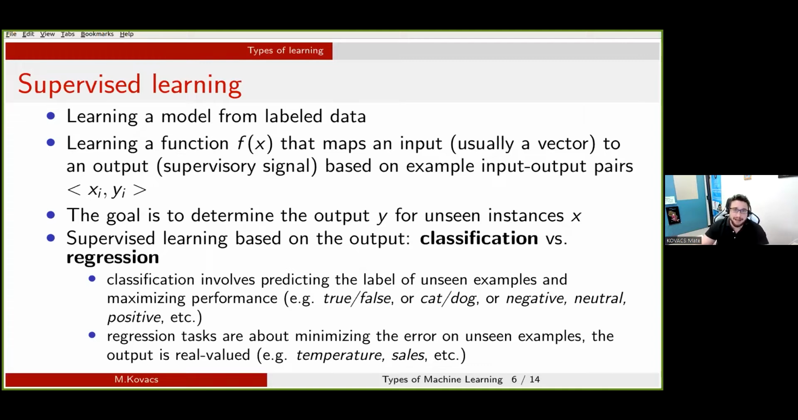And practical examples of supervised learning from research and the industry can be face recognition or other authentication systems, or sentiment analysis of online customer reviews to learn about what customers think about certain products.